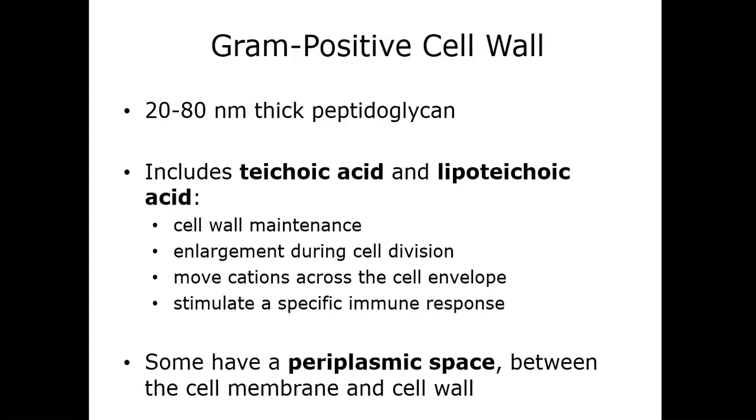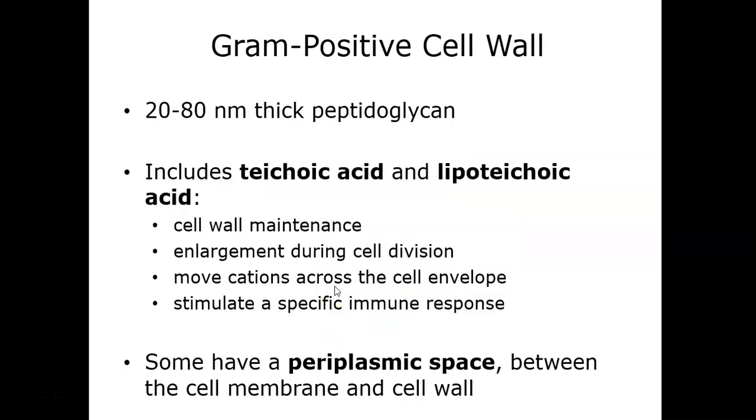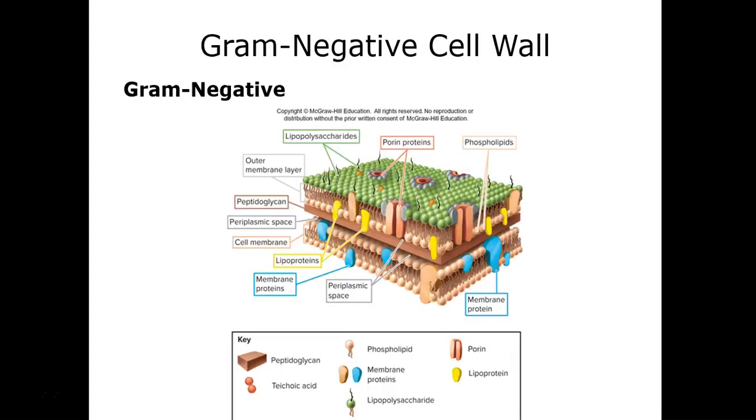And we mentioned that between the cell wall and the cell membrane, there is this very narrow space, which is called the periplasmic space. On the other side of that, if we look at the gram negatives, this one's a little more complex. You'll notice now we have a lot more stuff going on here.